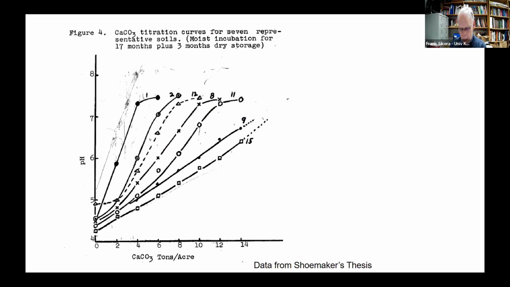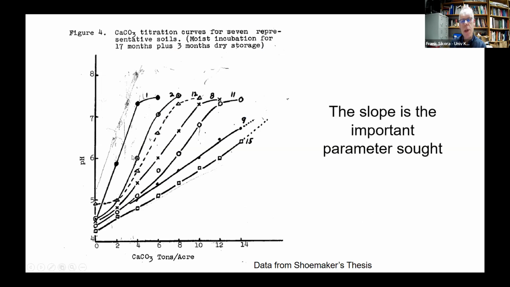And this is a graph from Shoemaker's thesis. It's just showing typical lime response curves with the addition of calcium carbonate to soil. We're all familiar with this. You increase calcium carbonate, you're going to get an increase in pH for soils that are very acid. With these lime response curves in developing a method, it's very important to know what the slope is. That's the important parameter I think we should seek to make lime recommendations.